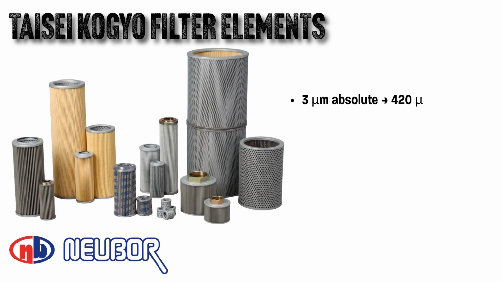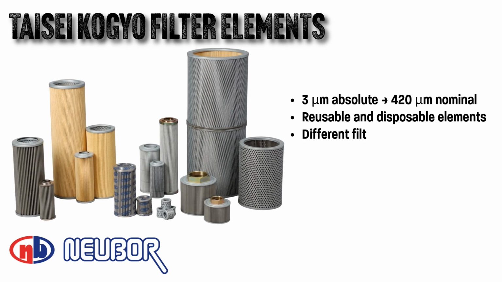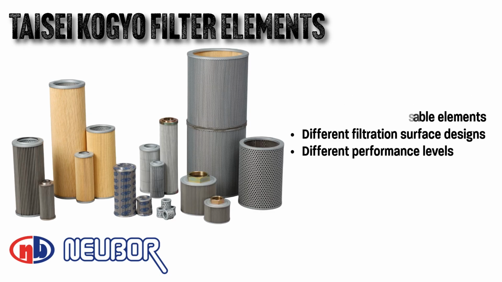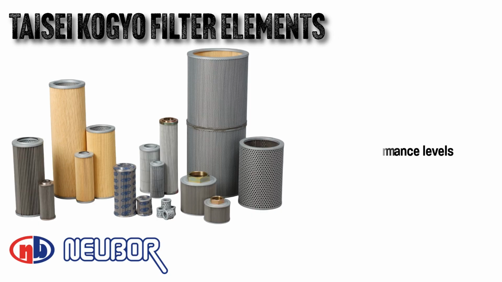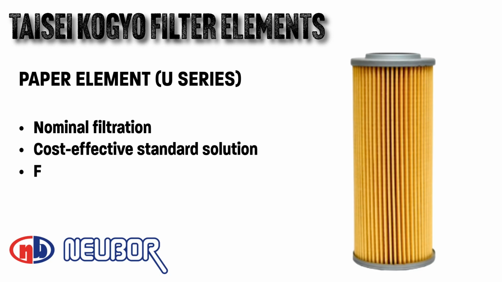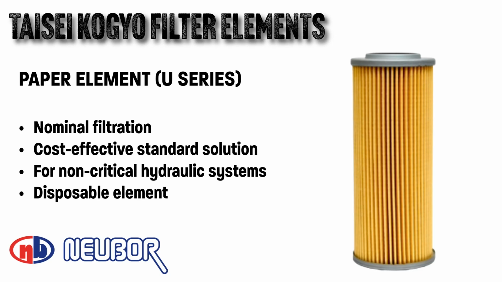In this video, we introduce the different TAISEI KOGYO filter elements, explaining their main characteristics, advantages and typical applications. The paper element is the standard and most economical filtration solution. It is typically used in non-critical hydraulic systems where basic contamination control is required.